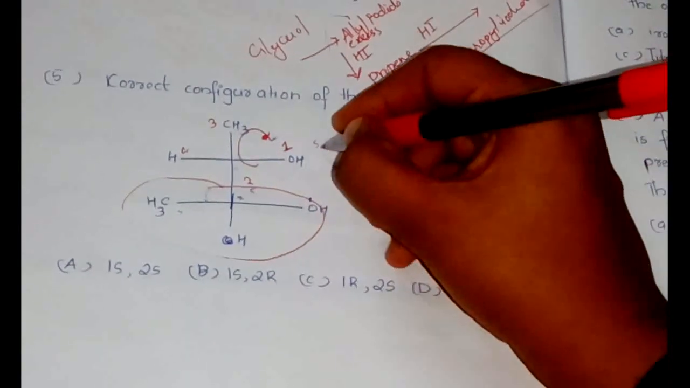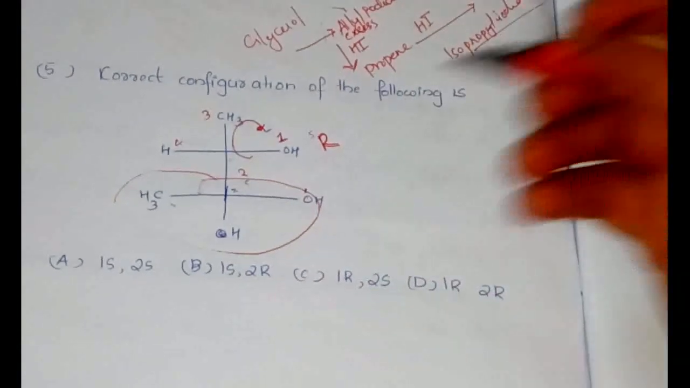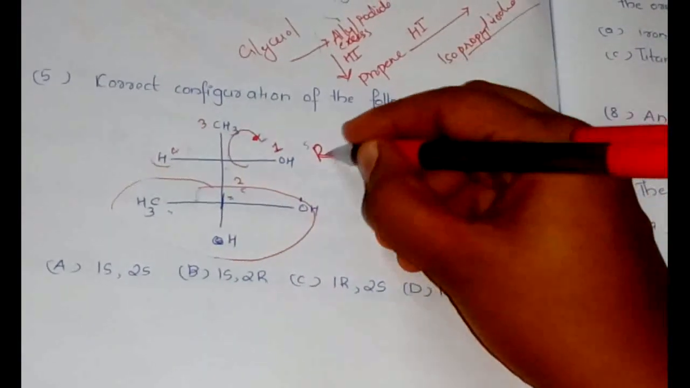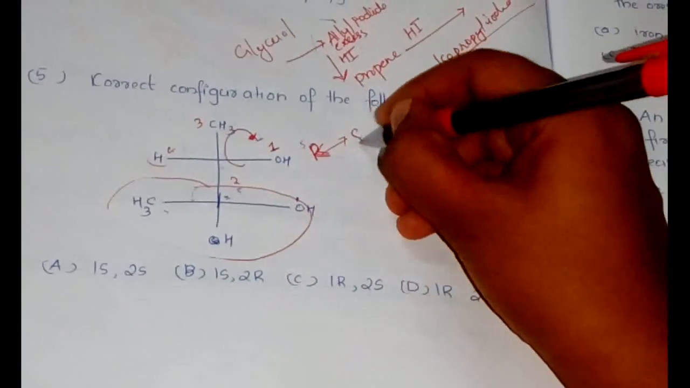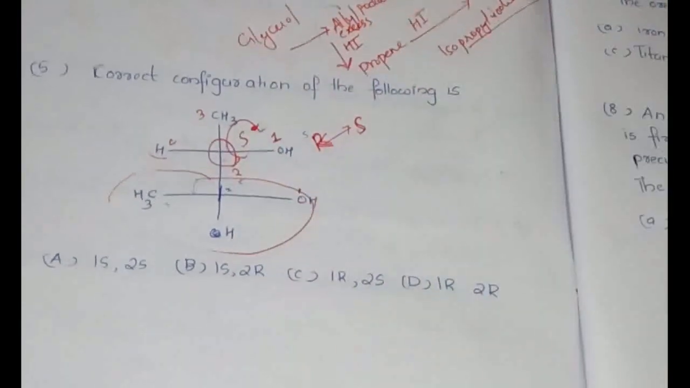1, 2, 3 means it is going in the clockwise direction, so it should be R configuration. But since the lowest priority group is in the horizontal position, the configuration would be shifted to S. So the configuration of one of the carbons is S.